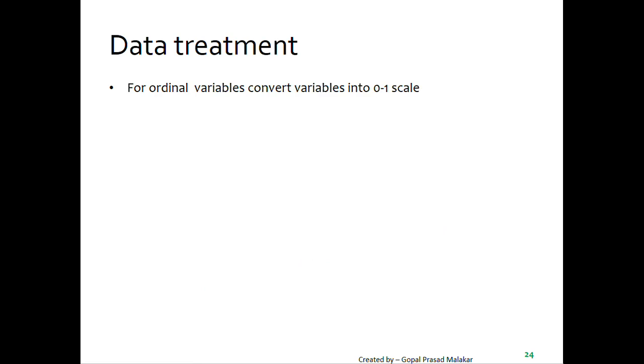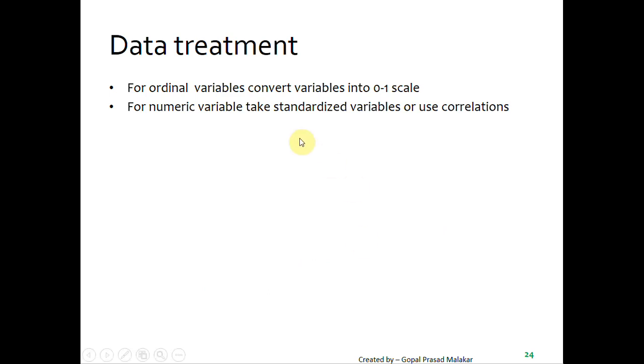Ordinal variables must be converted into a 0 to 1 scale. I am going to show you how. And numeric variables must be standardized. Unless the package supports correlation, most of these advanced packages like SAS and R support correlation. However, if you have any doubt, you had better standardize the variable. So let me explain. In fact, I'm going to talk more about standardization also, but let me talk about both of them one by one.